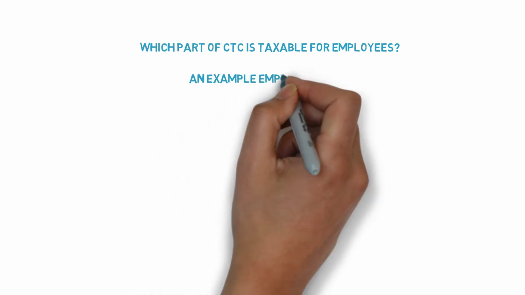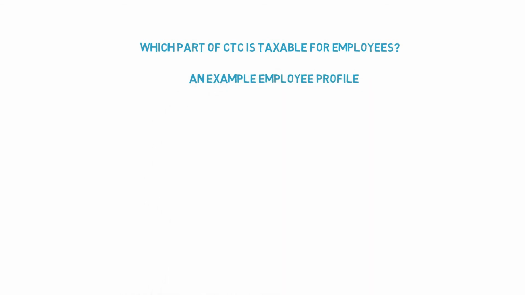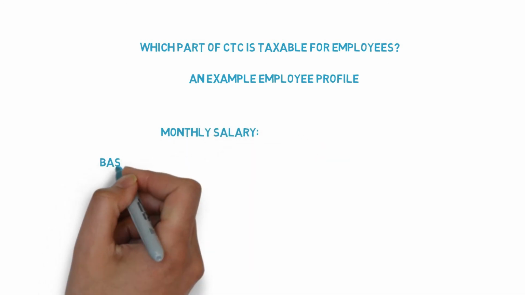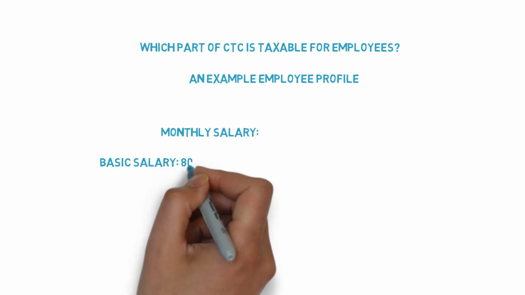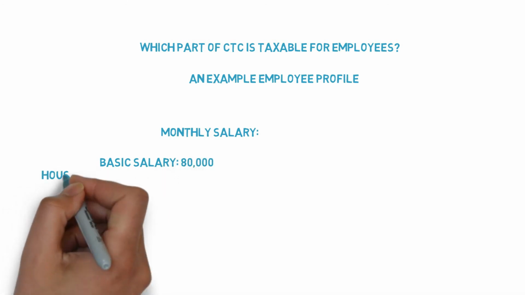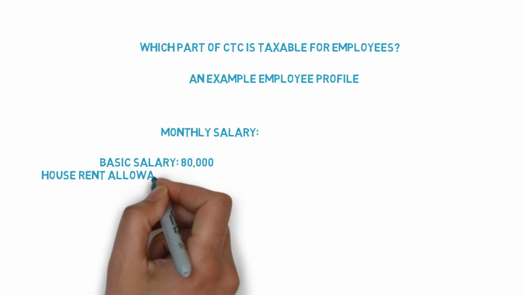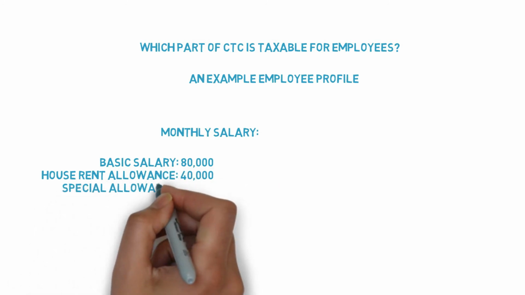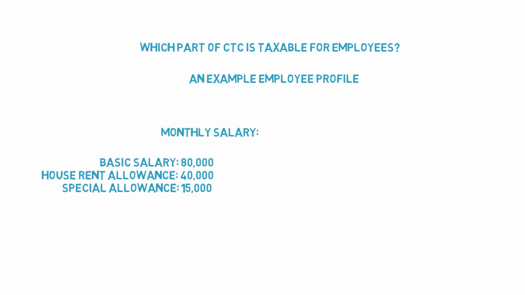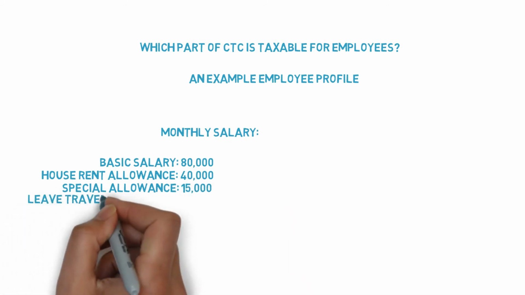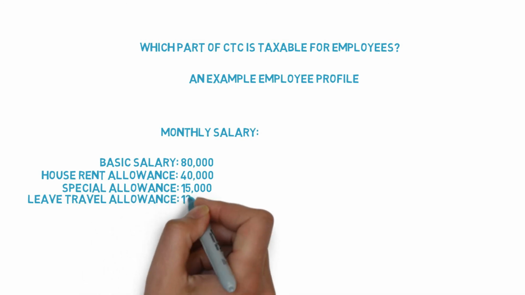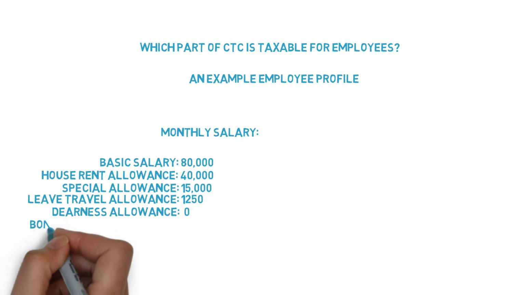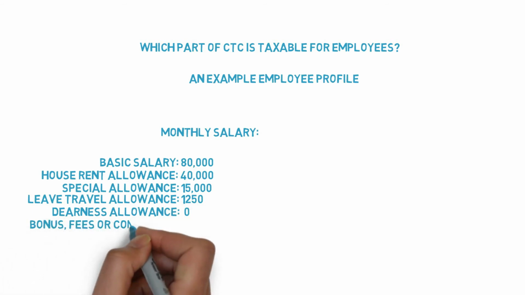Consider an example employee profile. His monthly salary structure is as follows. He gets a basic salary of 80,000. He gets an HRA of 40,000. He gets special allowance of 15,000. Leave travel allowance is 1,250 rupees. DA is not paid. Bonus, commissions or fees are not paid.